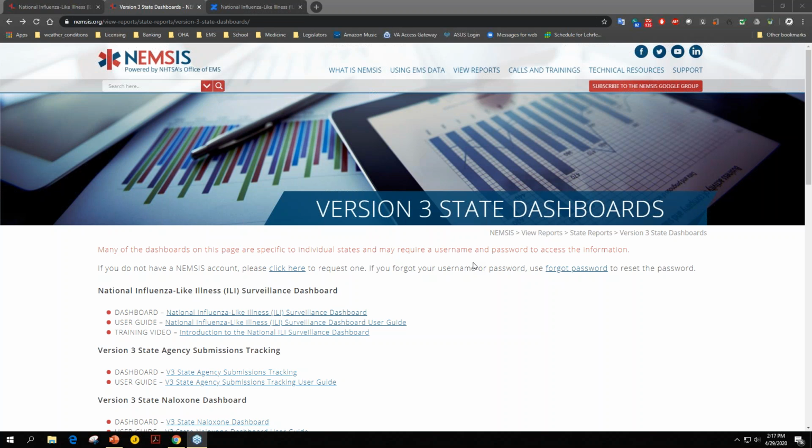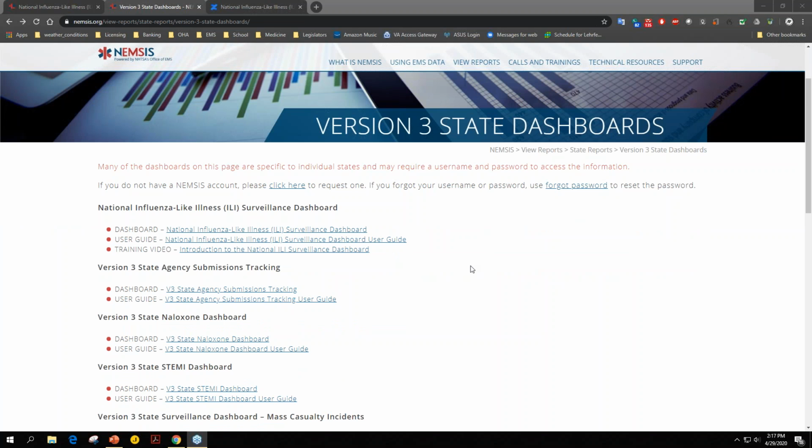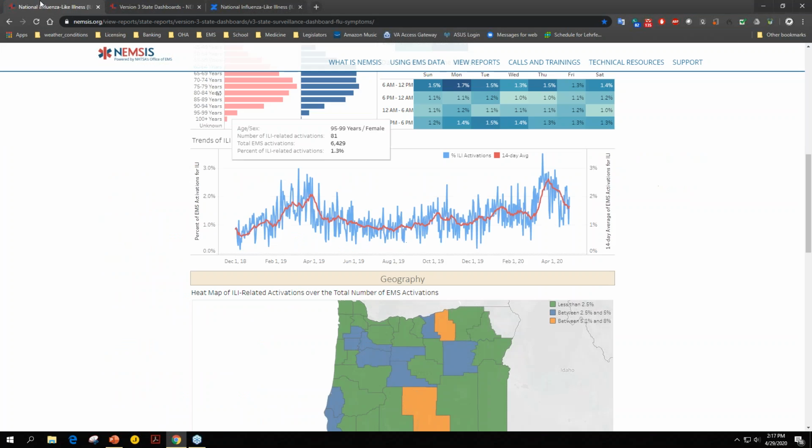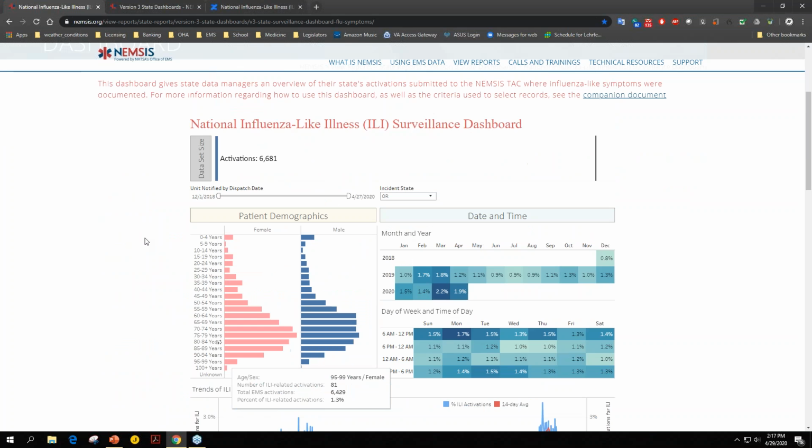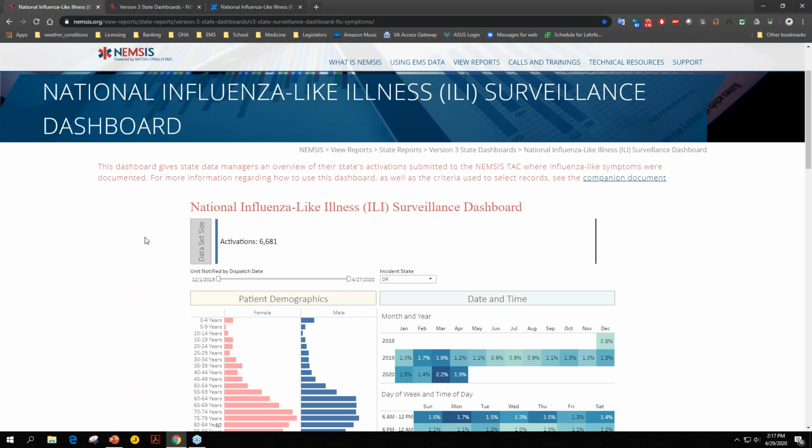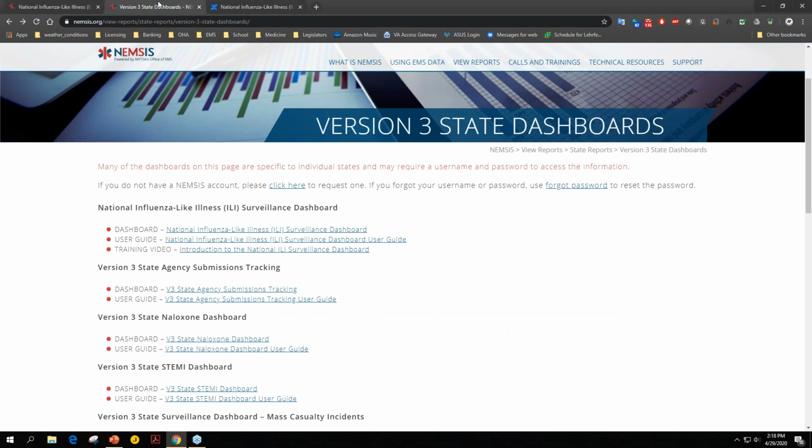Hopefully you see a website called NEMSIS version 3 state dashboards. There's a number of dashboards here. The one I wanted to show you was the influenza-like illness dashboard. Now this existed before the COVID pandemic came out, but it's been modified since then to track COVID as well as flu-like diseases.